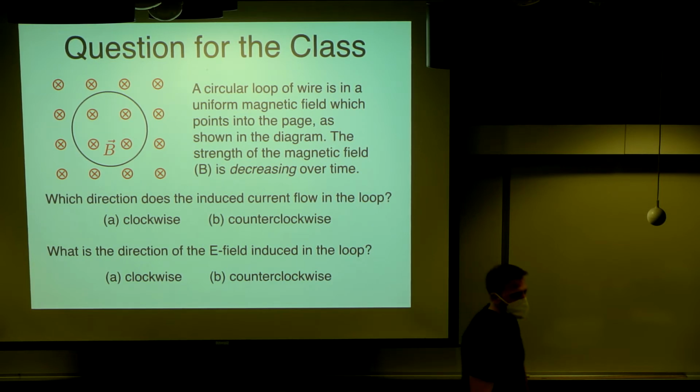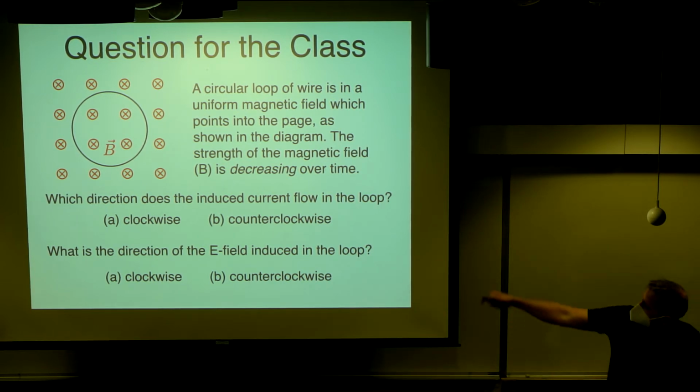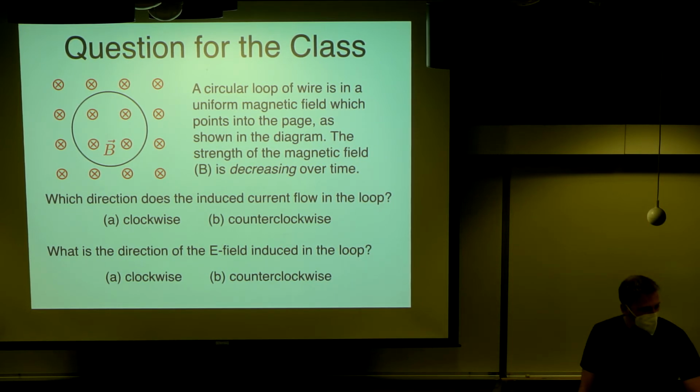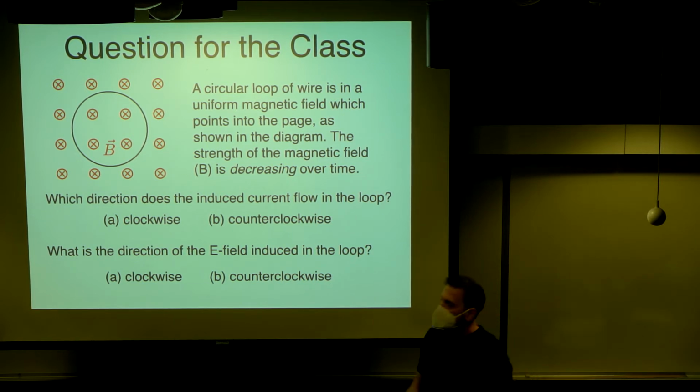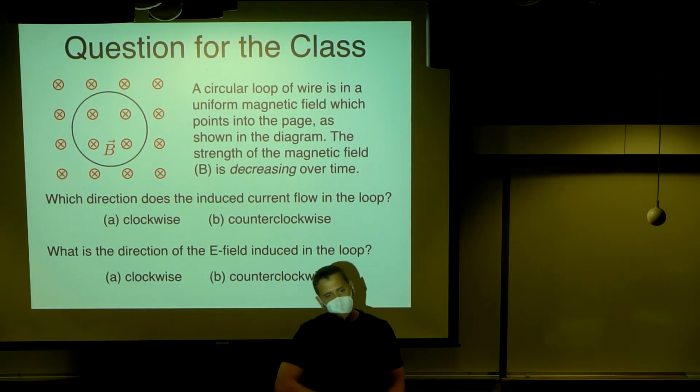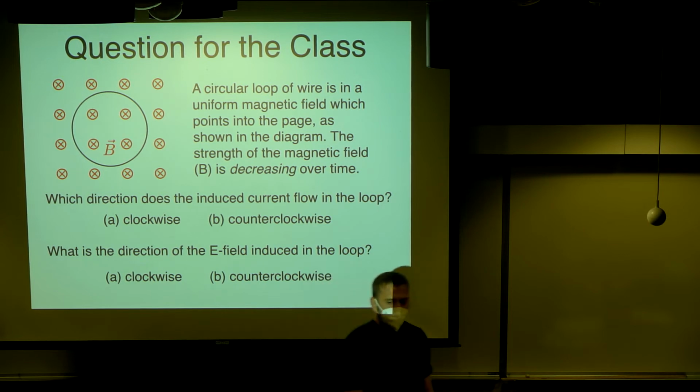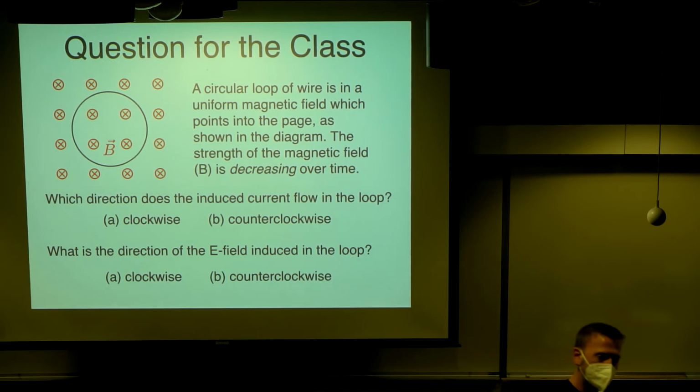Does that make sense? So if the strength of our magnetic field is decreasing over time, what's our induced current, clockwise or counterclockwise? And then as a follow-up to that, what's the direction of the E field? Because as we know, if we induce some current, there must be an E field pushing everything around, right? So try to answer both of those questions, then we'll go through it together. Should take maybe a minute or two on this one.